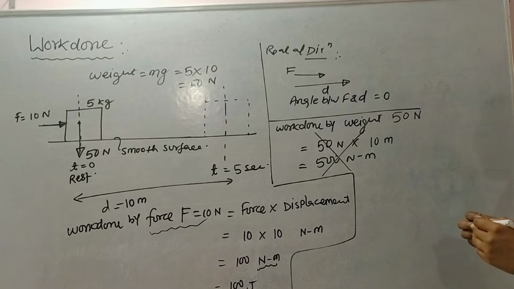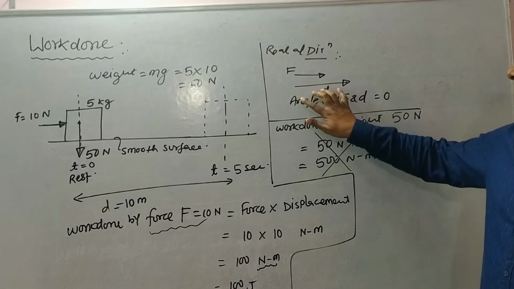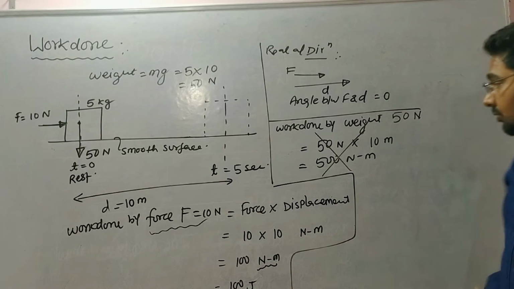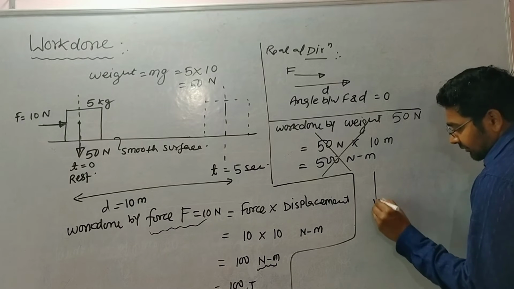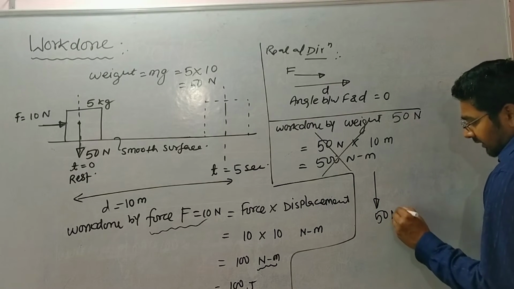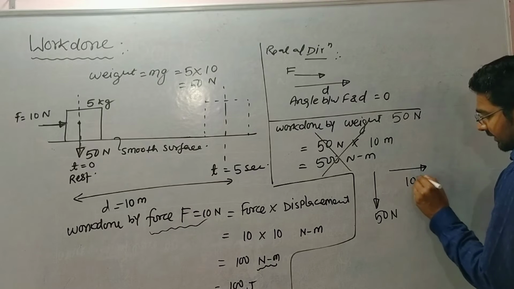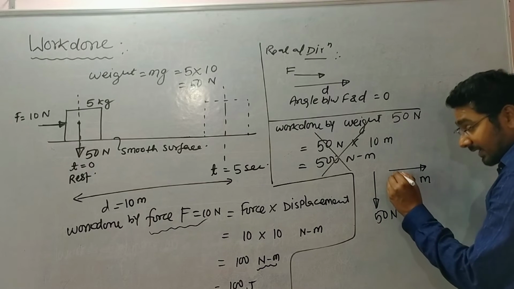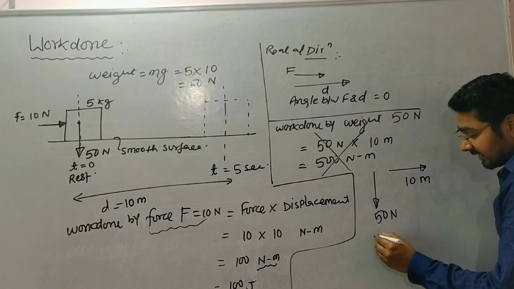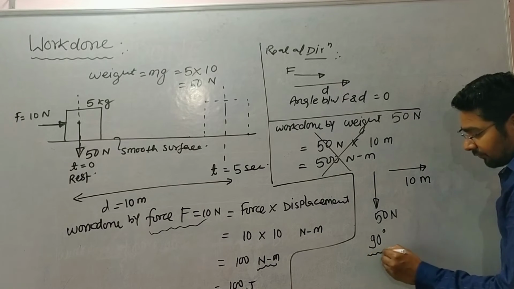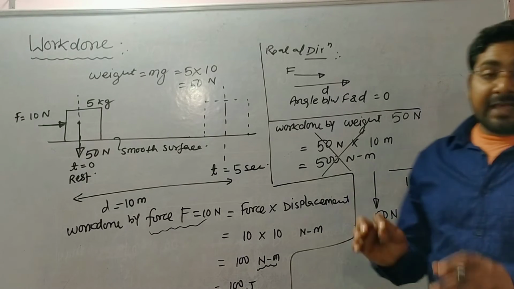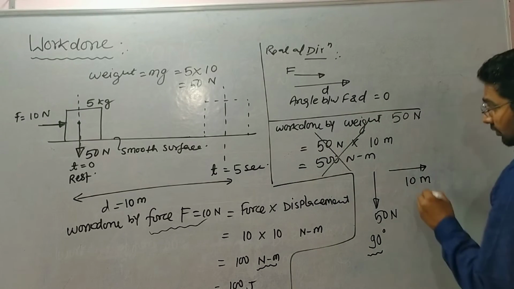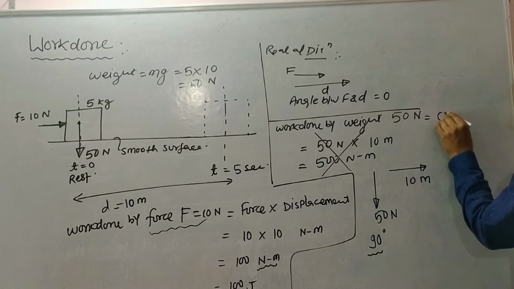What I have told you is that the direction of force and direction of displacement must be the same to apply this formula. Okay, so here the force direction is this 50 newton, and displacement direction is this 10 meter, and the angle between force and displacement here is 90 degree, and whenever a force and displacement have perpendicular directions, the work done by that particular force is 0. So here the work done by weight is 0.